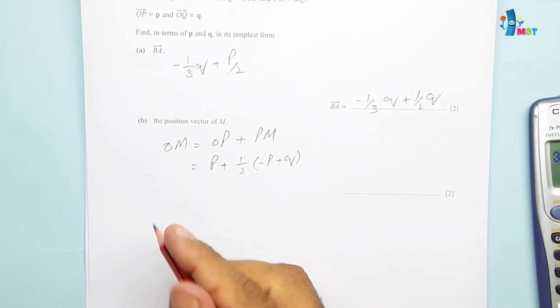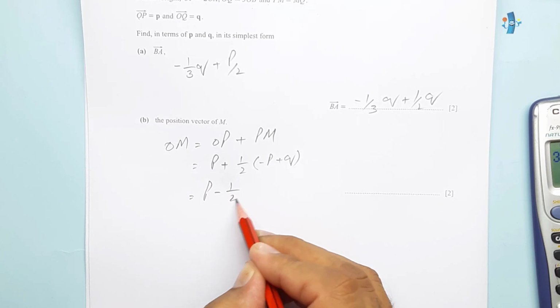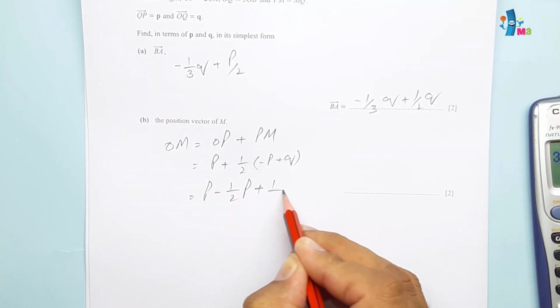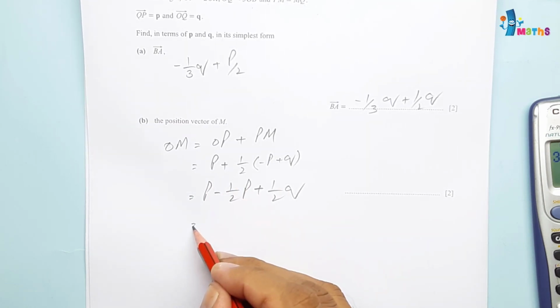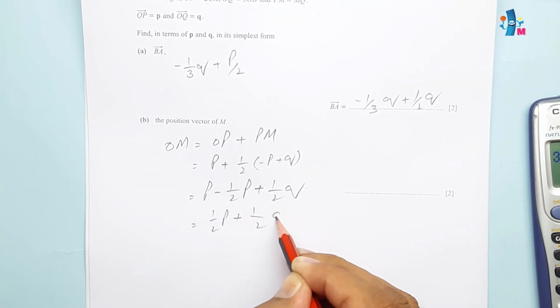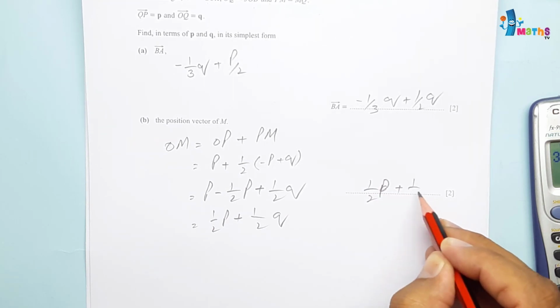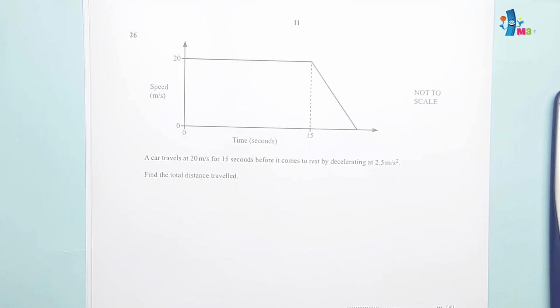Now we can simplify this. If we open, this will be P minus 1 by 2P plus 1 by 2Q. This can be simplified. This will be 1 by 2P plus 1 by 2Q. We can write here the answer as 1 by 2P plus 1 by 2Q. This is done. Question number 25 is done.